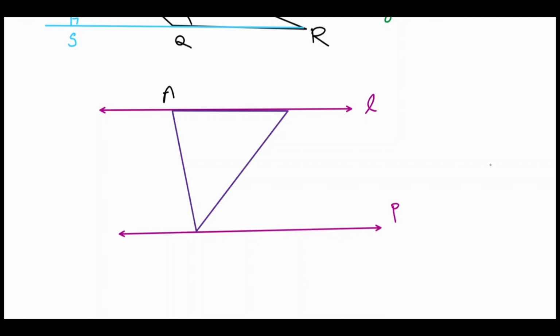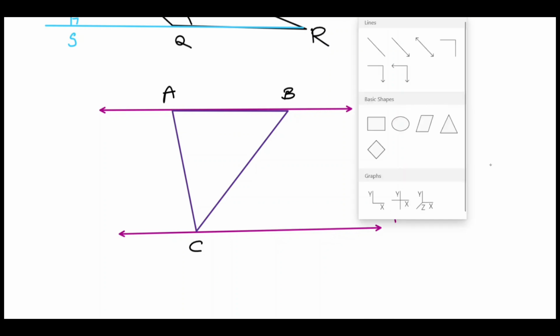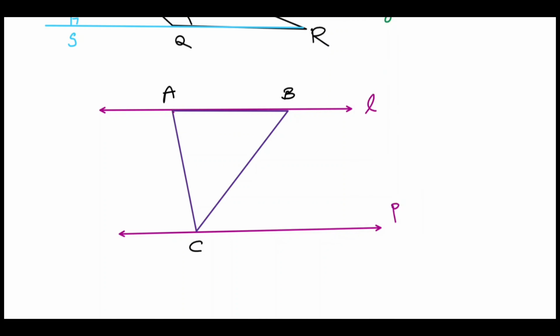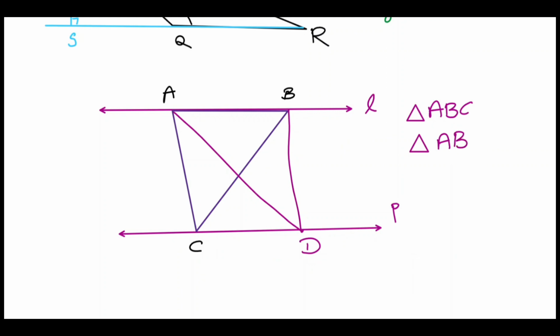This is A, for example. It is B. This is the C triangle. And one more triangle I'm going to write, ABD triangle. Just carefully we can observe here triangle ABC and triangle ABD.